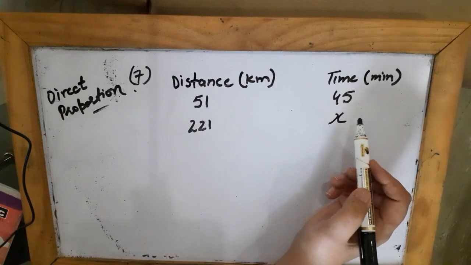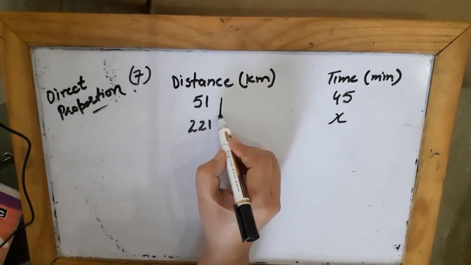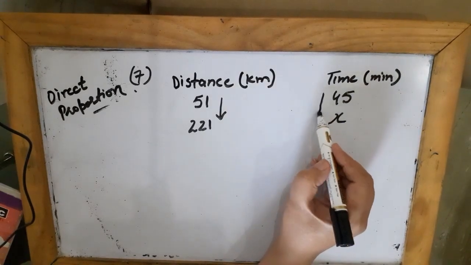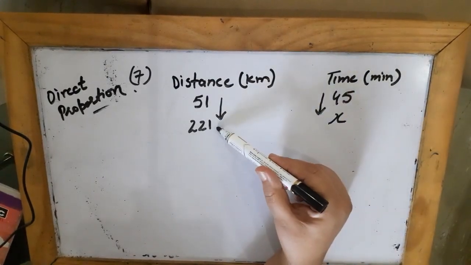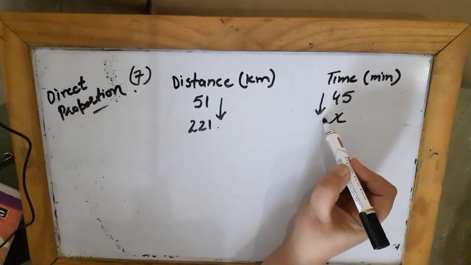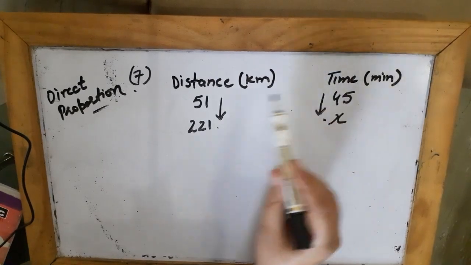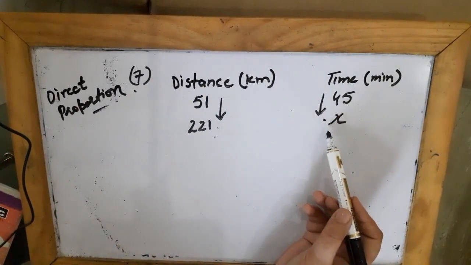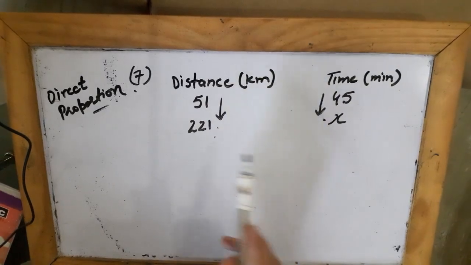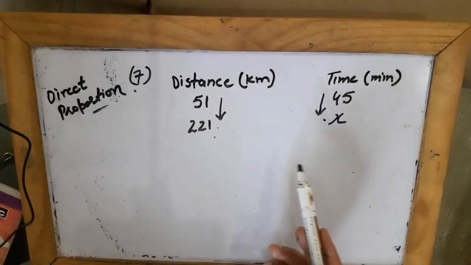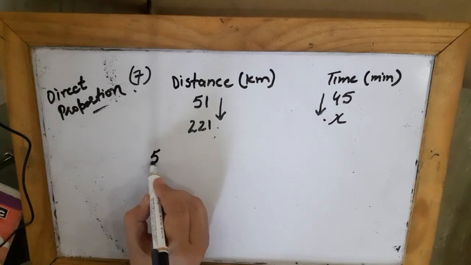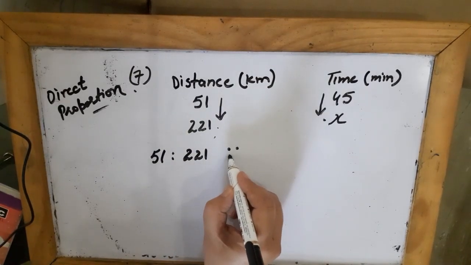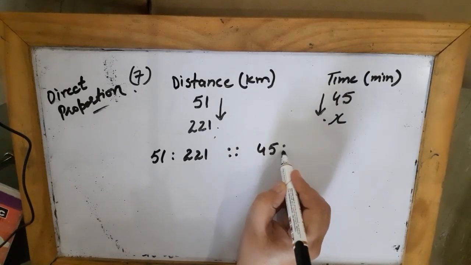Now as I know, if the distance is increased, अगर डिस्टेंस ज़्यादा कवर करना है तो टाइम भी ज़्यादा लगेगा. So more distance, more time. So what type of variation is this? It's direct proportion. ज़्यादा distance हो गया, ज़्यादा time हो जाएगा. So more and more. So it means direct proportion. So let me put this in the ratio form. 51 is to 221 as 45 is to x.